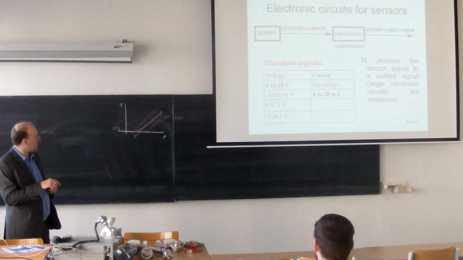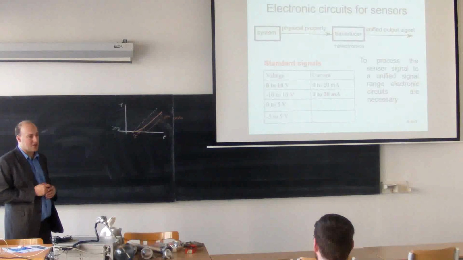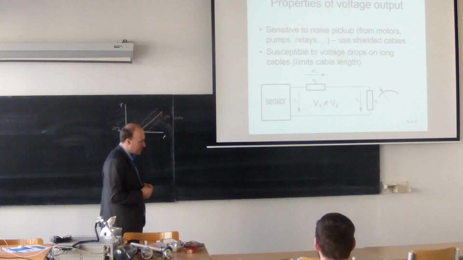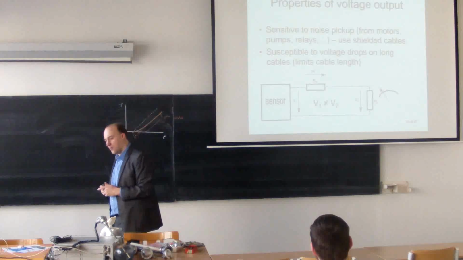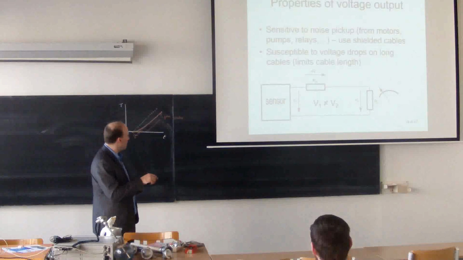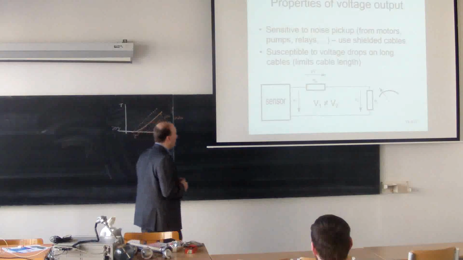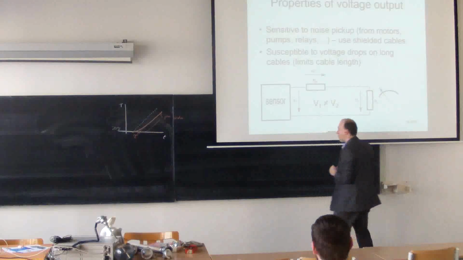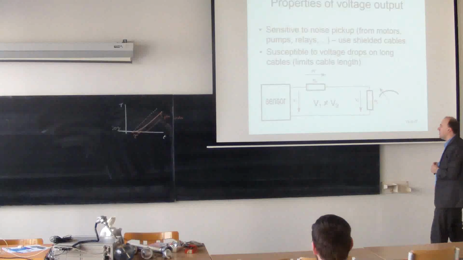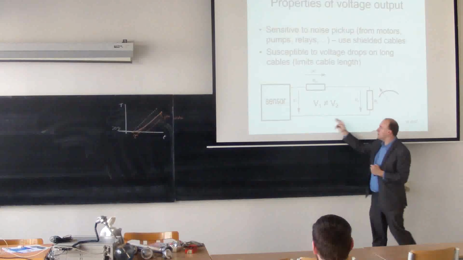So now we'll take a look at the properties of voltage and current signals. What are the advantages and what are the disadvantages of both outputs? So let's start with the simple voltage output. It's quite easy to measure voltage. So I have a sensor that gives me voltage proportional to some physical property. Between the sensor and the control system, which can be a simple voltmeter, it can be a computer system, whatever you can imagine, there will be some wires.